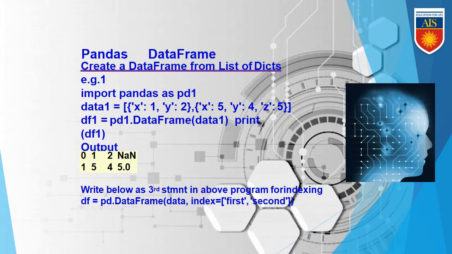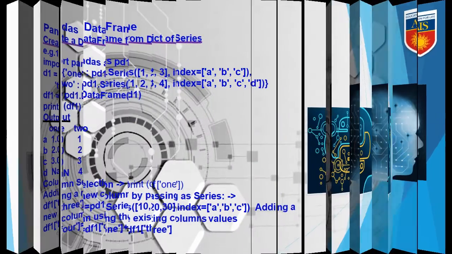Create a data frame from a list of dictionaries. So import pandas as pd1, then data1. Against data1, we need to mention the field and information individually one by one. Then df1 equal pd1 dot DataFrame, data1, then print df1, and then we'll get the output. Right below, as the third statement in our program for indexing, we can add this line: df equal pd dot DataFrame, data, index first and second.